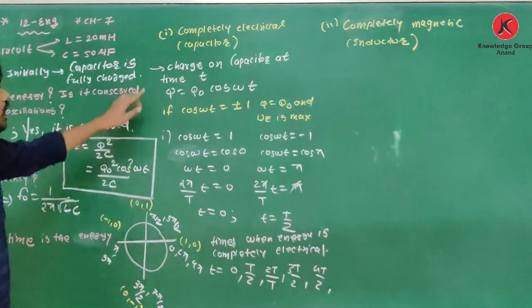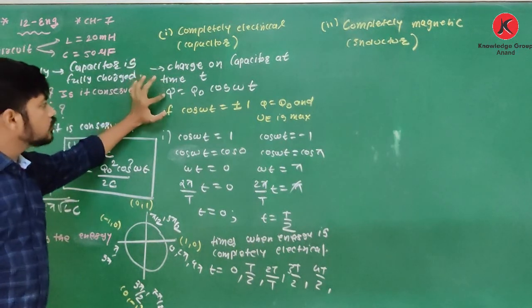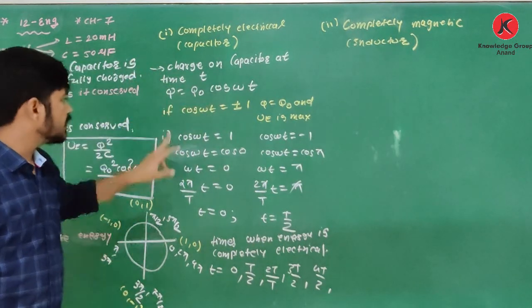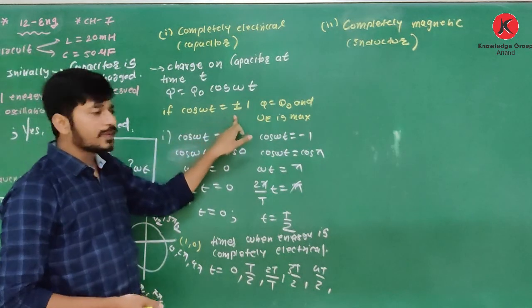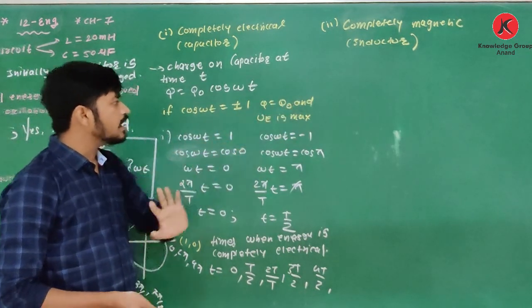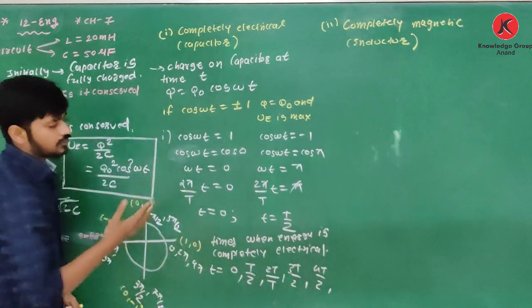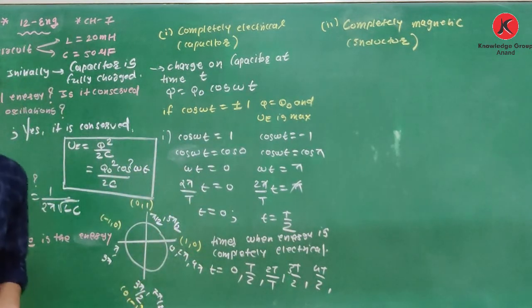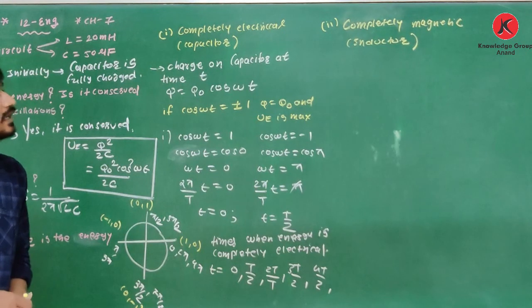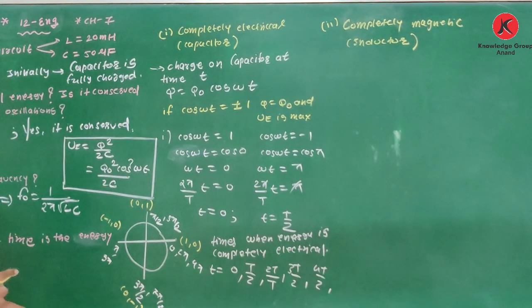Clear? So yes, charge on capacitor at time t is q is equal to q0 cos omega t. If cos omega t is plus or minus 1, then q is equal to q0 and U is maximum. And how to find times? So at these times, energy stored in capacitor will be maximum. Now for completely magnetic, that is inductor.